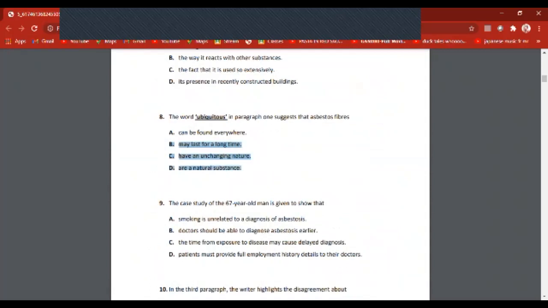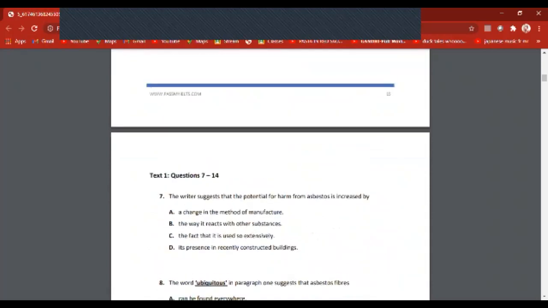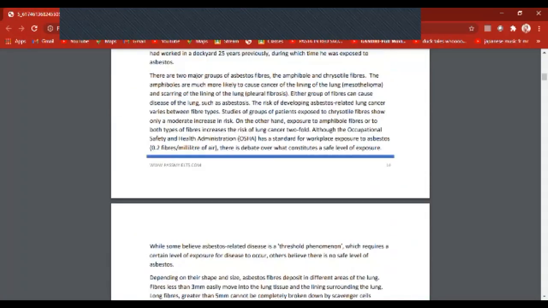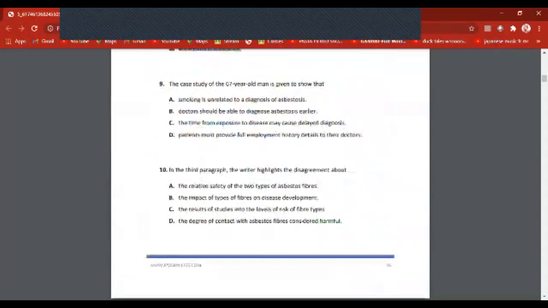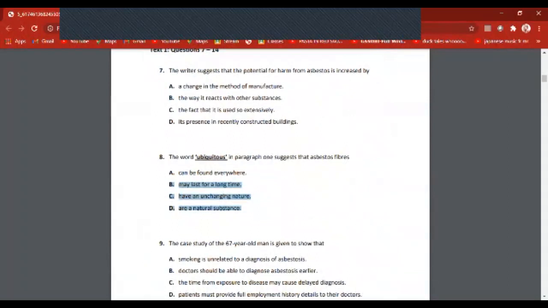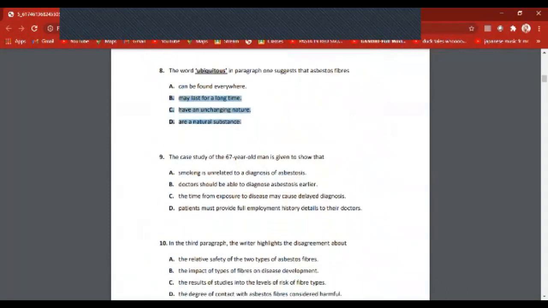Did it say it's a natural substance? No. Did it say the nature doesn't change? Yes, it said that, but when it said ubiquitous, it did not mean an unchanging nature. It said that it does not react with other substances, that it doesn't evaporate or dissolve, but that is not related to ubiquitous. Ubiquitous is related here because of the widespread use. And of course it is not about lasting a long time; it is not mentioned that ubiquitous relates to this. Let's go to the next one.